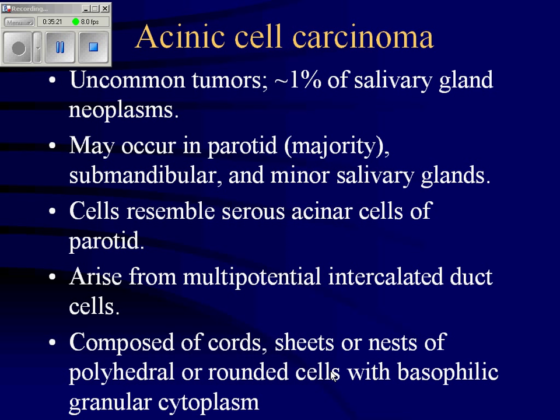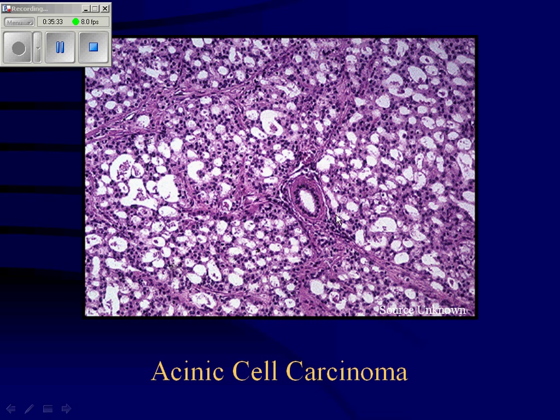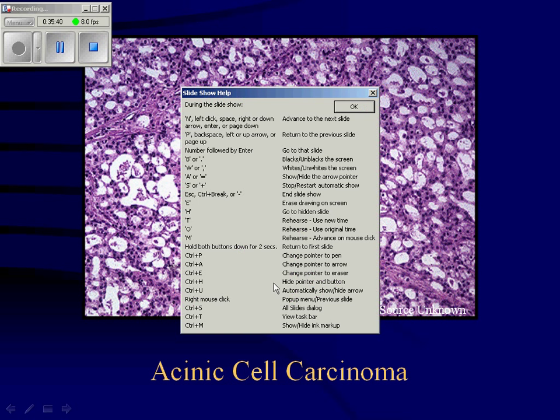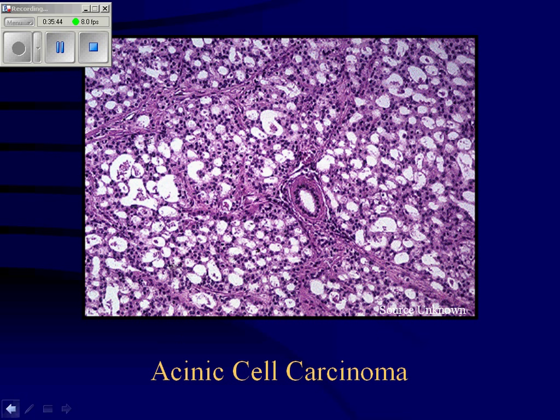They're composed of some cords or sheets or nests of these rounded cells with the basophilic granular cytoplasm, similar to the zymogen granules you see in the serous cells in the parotid. So, and here you go. It just looks a lot like those cells in the parotid. There are some spaces. It's a little bit redder looking. Yeah. And you can even have ducts in there. And it's often very helpful to have the surrounding normal because it'll look different from that. But it can be tricky.